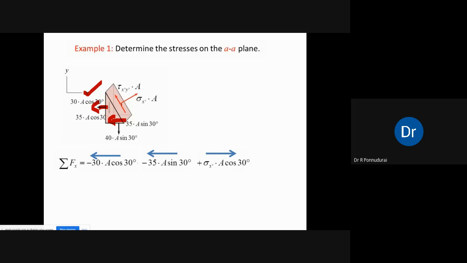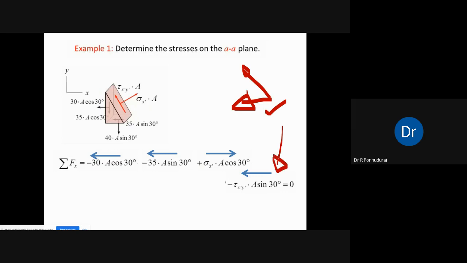Here, the horizontal component of the force sigma x dash into A is a force; the horizontal component of this force will be the cos component. Sigma x dash A into cos 30 will be the horizontal component, on the right side, which is why it is positive here. Here again, the horizontal component of the shear force, this is the tau xy value.